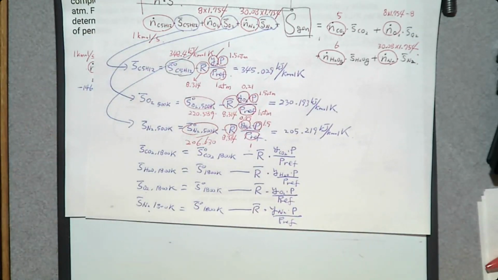Whew. So how do we determine these absolute entropies? From table A23. This time the temperature is 1800.